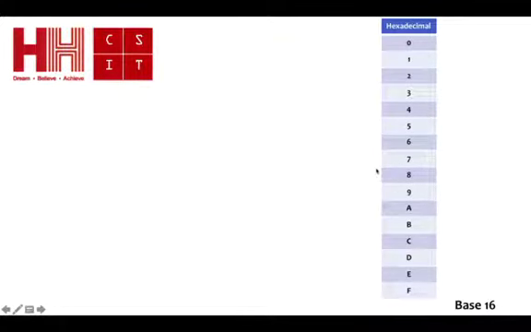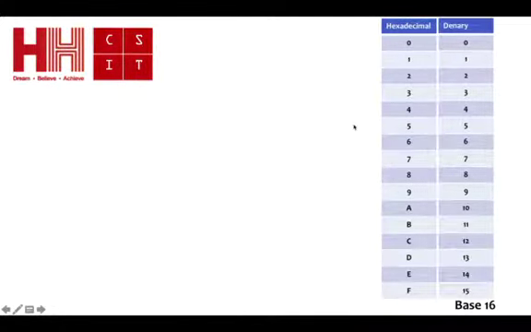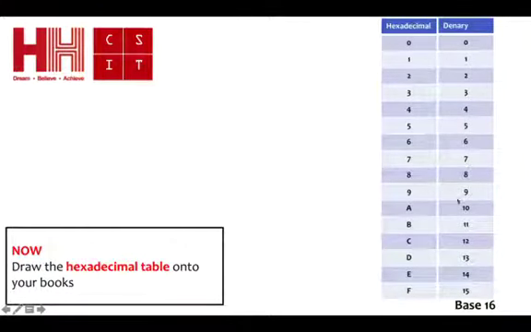Let's have a look. Before you do that, I would like you to draw this hexadecimal table out in your book as neatly as you can. You will need this hexadecimal table to help you with the next sum. So can you draw this out as neatly as you can with a pencil and a ruler, please?